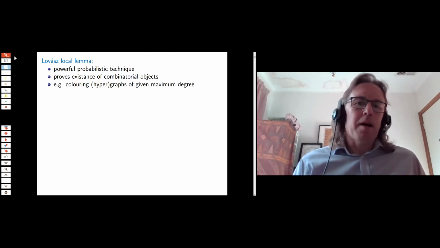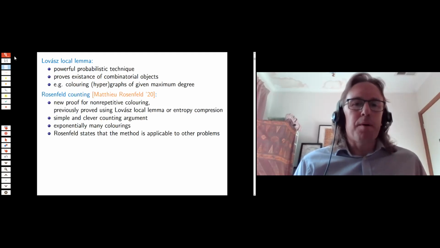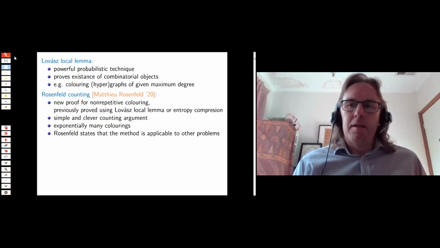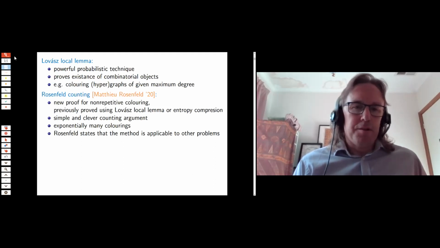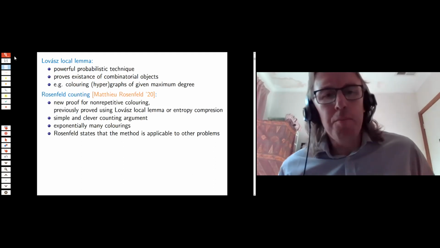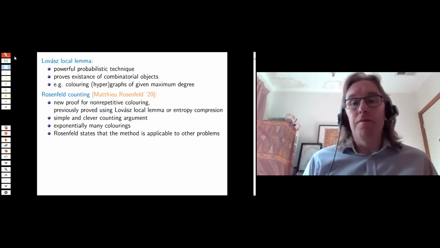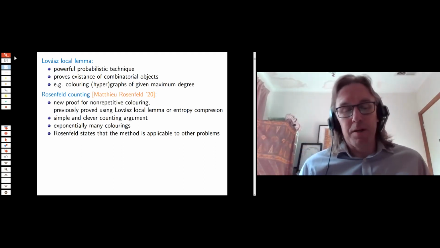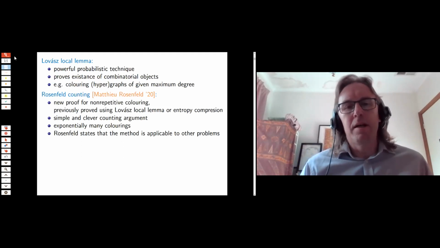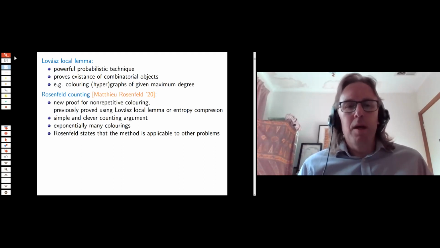The other background is a very recent paper of Rosenfeld. And the method that's in his paper I call Rosenfeld counting. And so what does Rosenfeld do? He gives a new proof for something that's called non-repetitive coloring of graphs. I'll explain what that is later on. And the previous proofs for this type of graph coloring use the local lemma, or they use something called entropy compression.